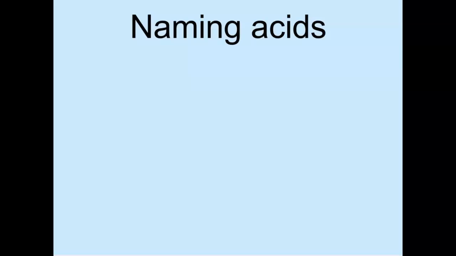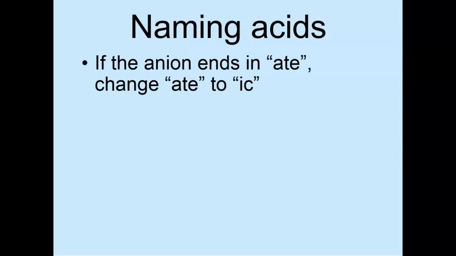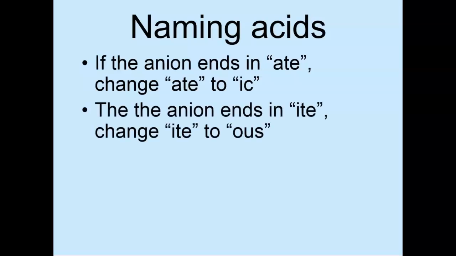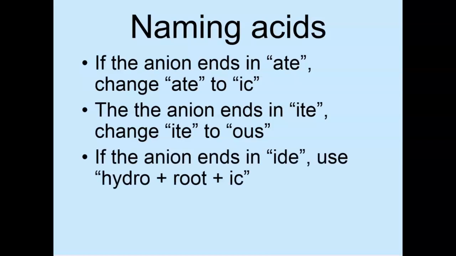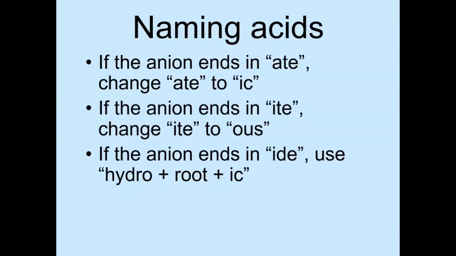All right, now let's talk about naming acids. To name an acid, you're going to use these 3 rules, and they're on the back of the worksheet for the lecture notes that we gave you. If the anion ends in ATE, you're going to change the ATE to IC, ate to ick. If the anion ends in ITE, you're going to change the ITE to OUS, ite to us. If the anion ends in IDE, we're going to use the rule hydro, root, ic.